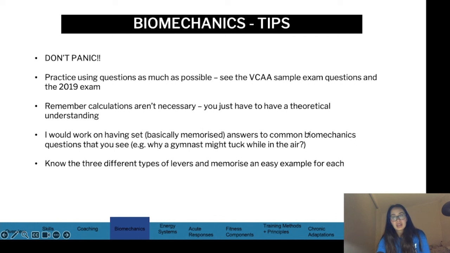Basically, memorize common answers to biomechanics questions. So that gymnast tucking in the air one is a very similar one. Or you might get a diver. As long as you understand the theory behind it and are able to explain it, you should be fine for these questions. I know there's three different types of levers, and memorize an easy example for each. Hopefully my mnemonic helped you there, so you guys have that covered already. And then I've given you this slide deck, which has that example with the gymnast or the diver swinging through the air or spinning through the air. It's a really good example and very applicable to the exam.